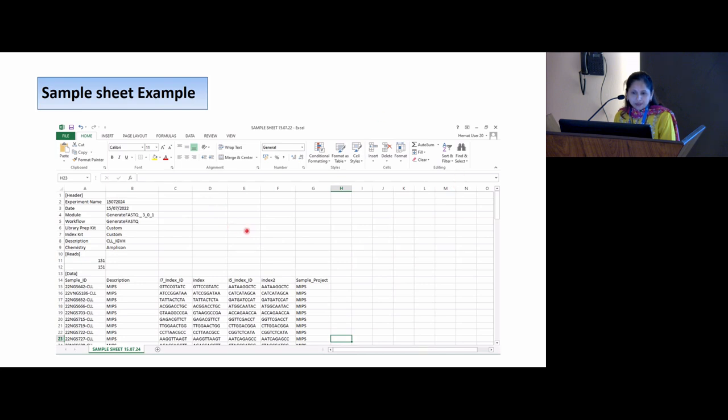So this is an example of the sample sheet where you can see these are the sample IDs. This is the workflow by which samples are prepared. These are I7 indices, I5 indices, and the workflow labeled as generate FASTQ.